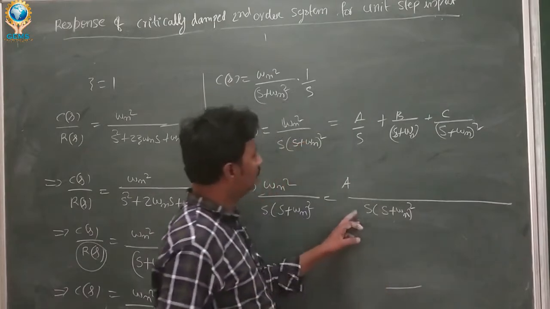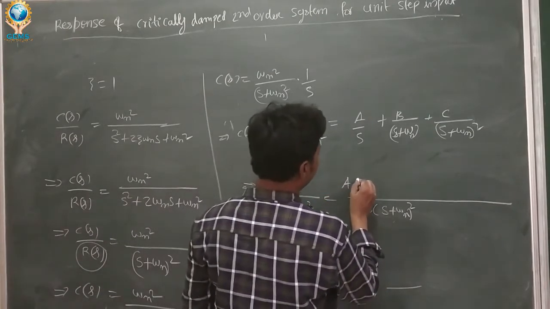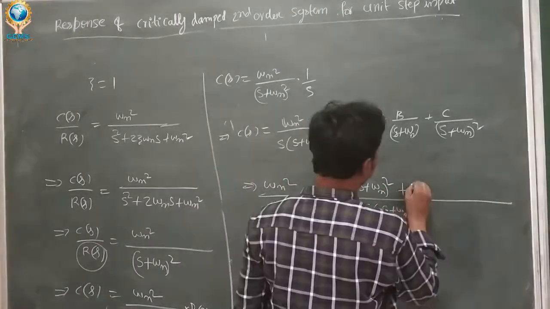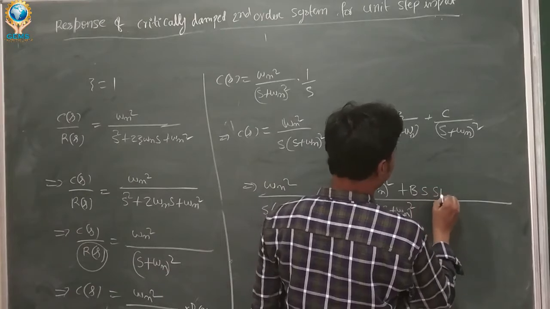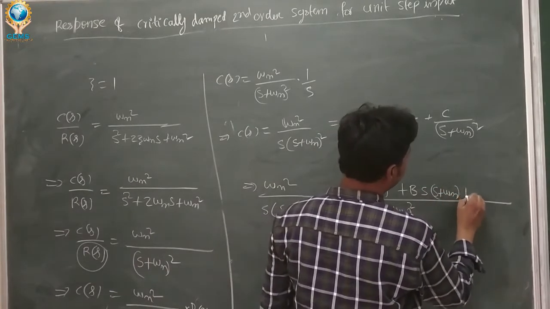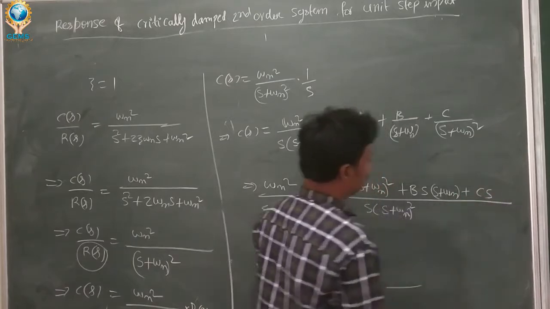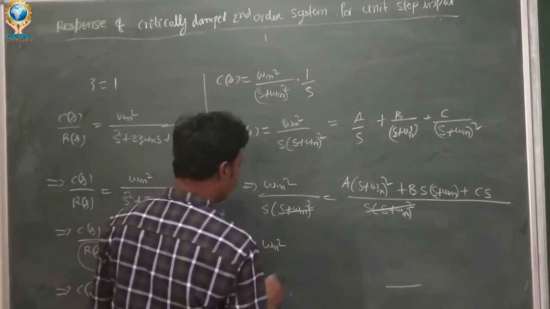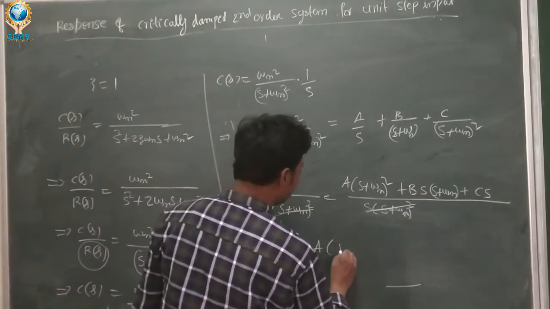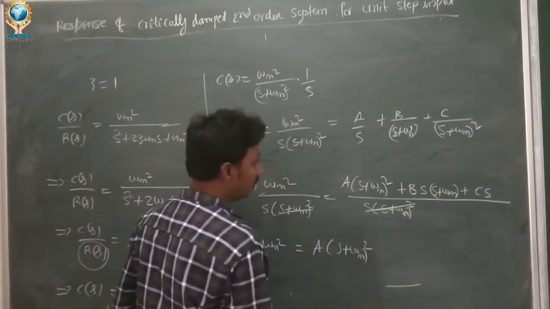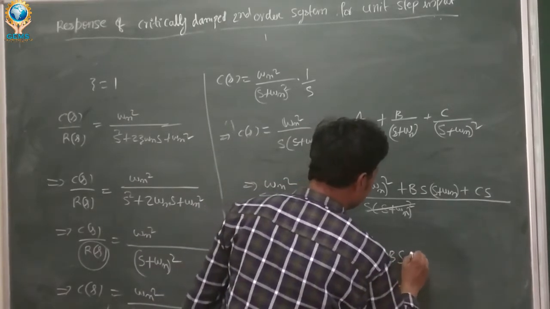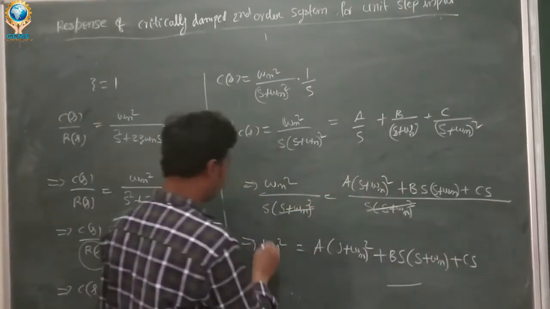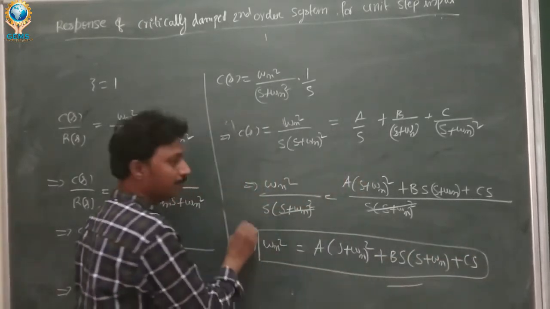So what do you get now here? You will get a into s plus omega n whole square, and here you will get b into s into s plus omega n. So this both gets cancelled. So omega n square is equal to a into s plus omega n whole square plus b s into s plus omega n plus c s. From this equation we are going to find the A, B, C values.